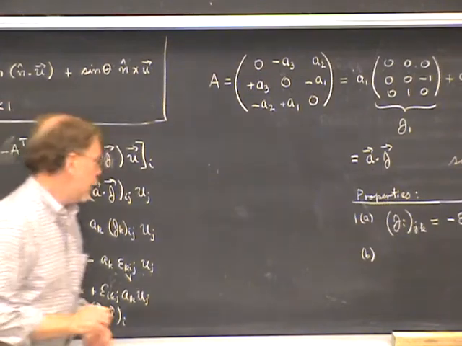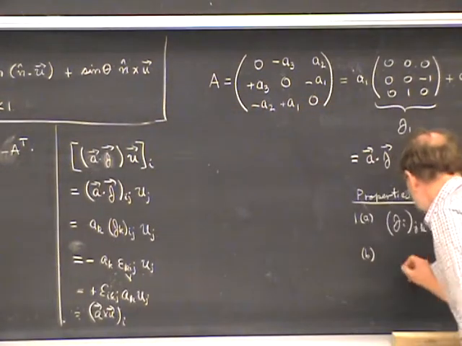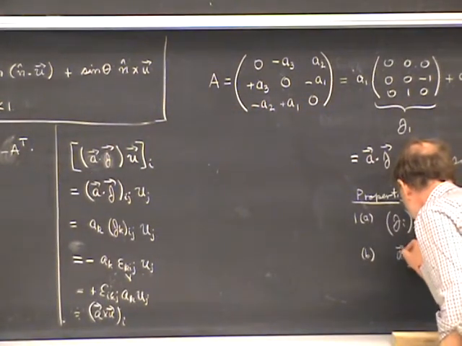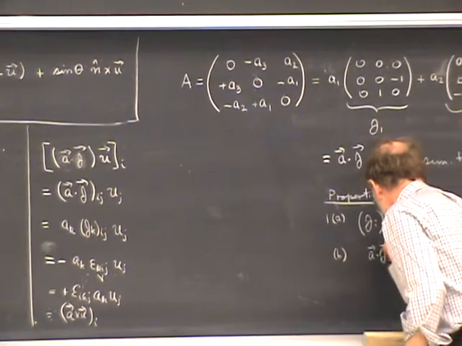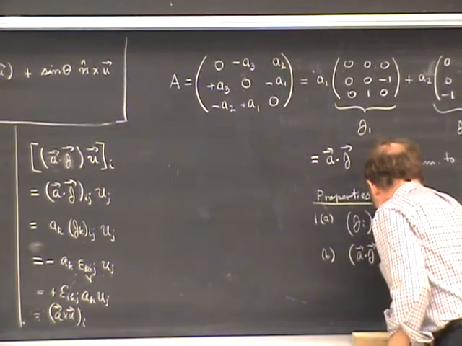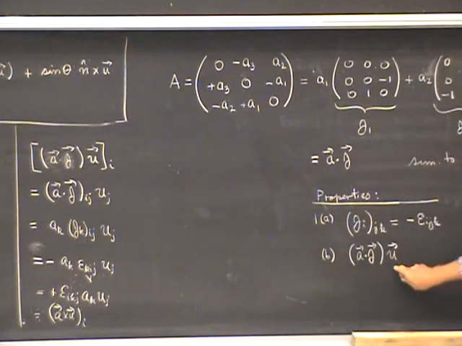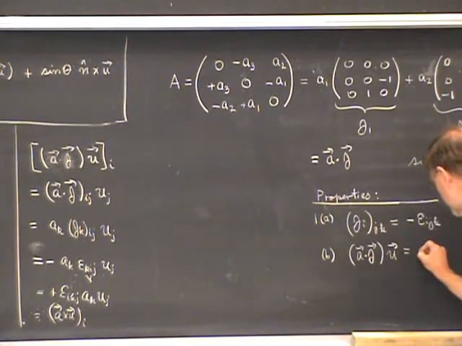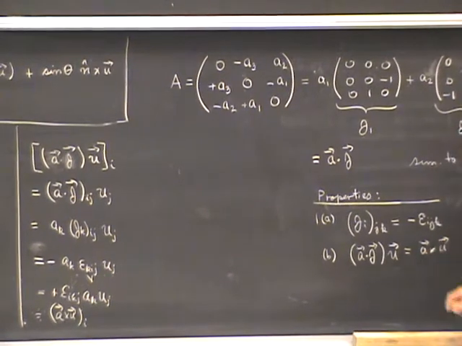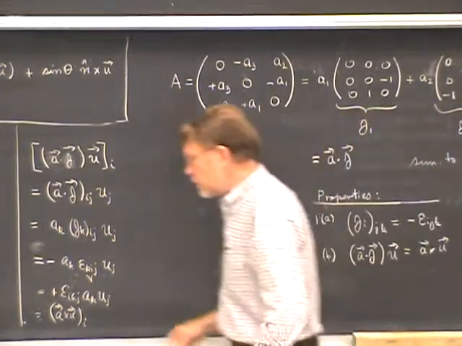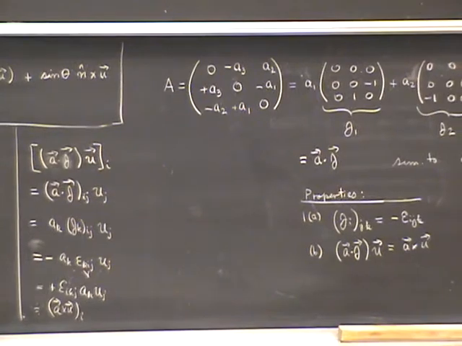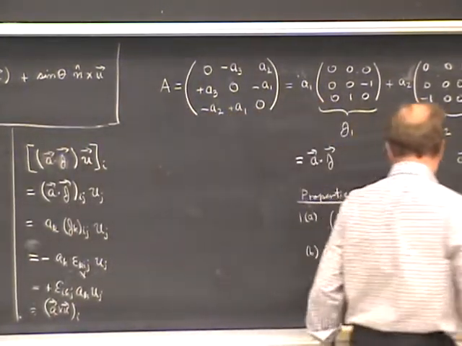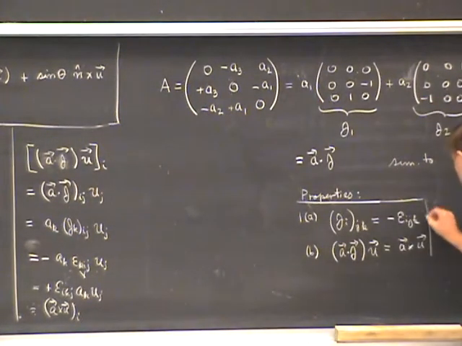so the two vectors are equal. And this gives me property 1b, which I want to write out, which is that an anti-symmetric matrix A dotted into J, by matrix multiplication acting on a vector U, is the same thing as A cross U. And this is useful because it gives a matrix notation for the cross product, which it turns out is quite useful in unique applications. So these are properties 1a and 1b.